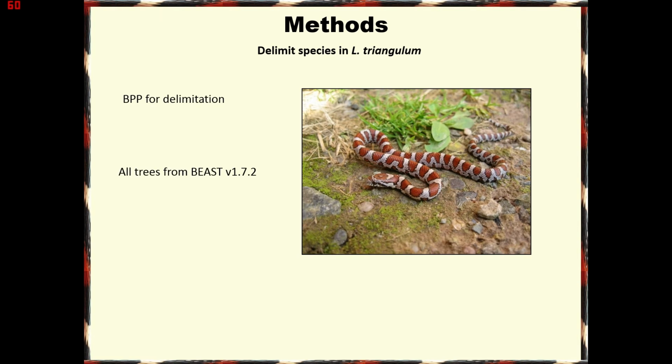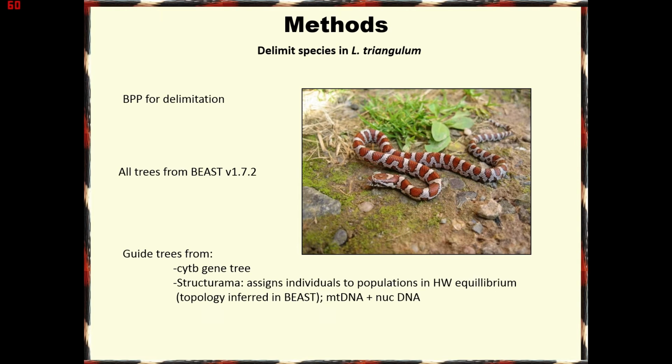To delimit species, we want to use BPP, which I've already explained a little bit about. All the trees that are used in this are from the program BEAST, and we have 2 different ways we made guide trees for this. So the first was just using the mitochondrial gene tree and seeing if that's able to delimit species. And then the program Structurama.